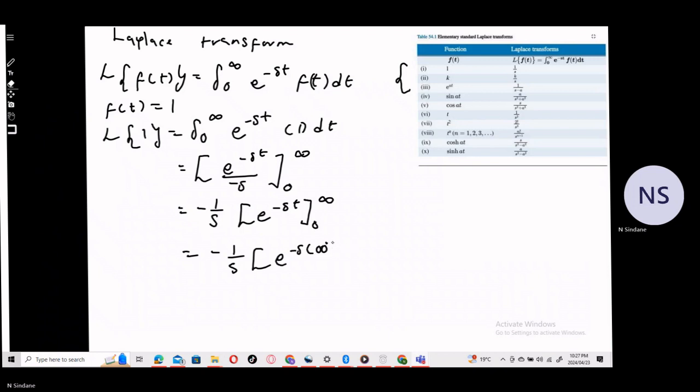We'll have negative 1 over s into e to the power minus s times infinity, minus e to the power minus s times 0. Negative 1 over s. If I say e to the power infinity, this will give me 0, minus e to the power 0, this will give me 1, and then this will give me 1 over s as my solution, because negative 1 over s multiplied by 0 gives 0, then negative 1 over s multiplied by negative 1 gives 1 over s. We have proved the first one.